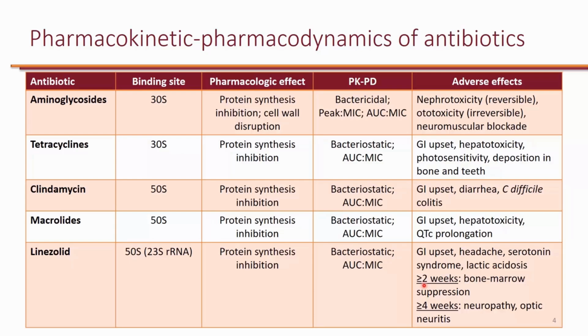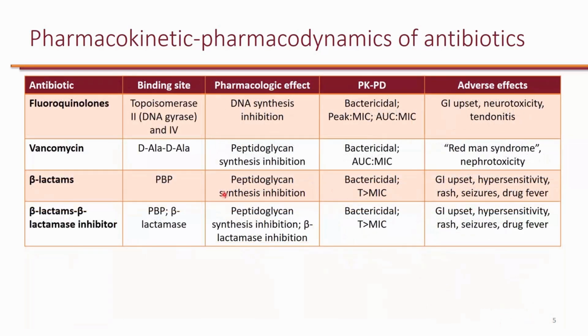Now, beyond 2 weeks, patients may also experience bone marrow suppression. So this could be a drop in white blood cells, so neutropenia. It can lead to a drop in red blood cells, so anemia can happen beyond 2 weeks. Now, beyond 4 weeks, that's when neuropathy can happen, and rarely optic neuritis.